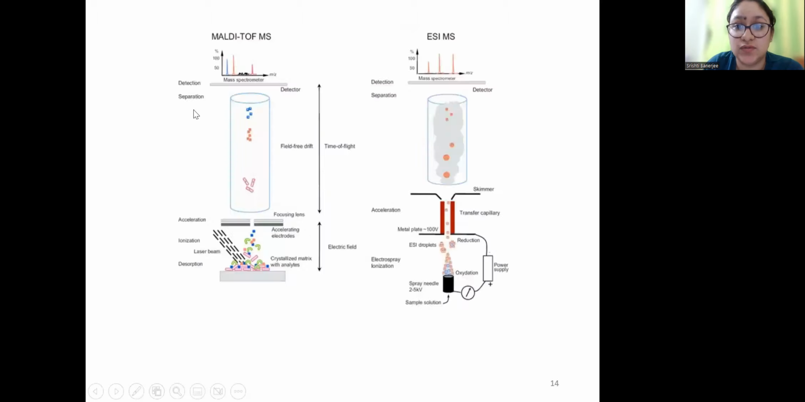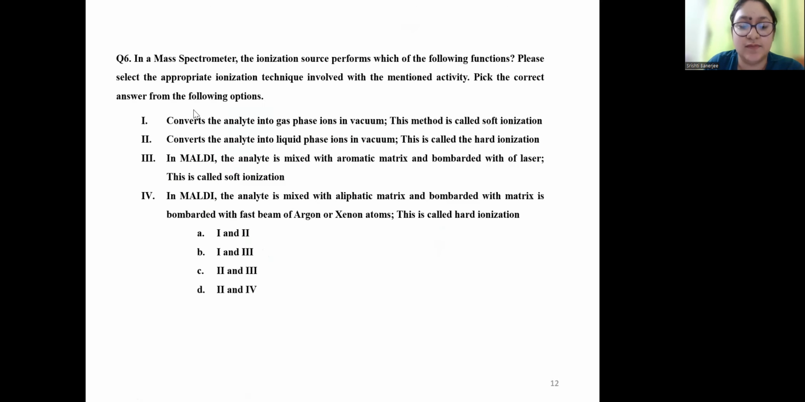Now let's go back to the question. Okay, now I've already shown you the answer. Now try to answer it, now that we have discussed. And let me say, both of these are soft ionization techniques. They don't hamper or degrade the sample. So that is why they are known as soft ionization. Both of them are soft ionizations.